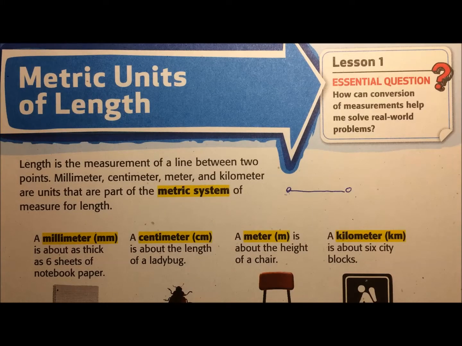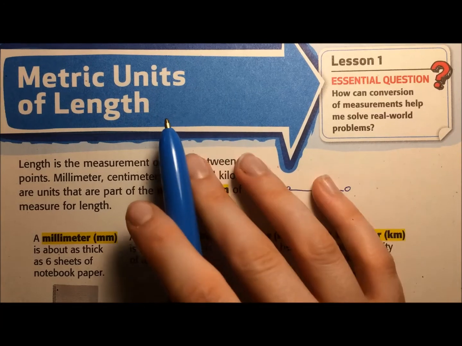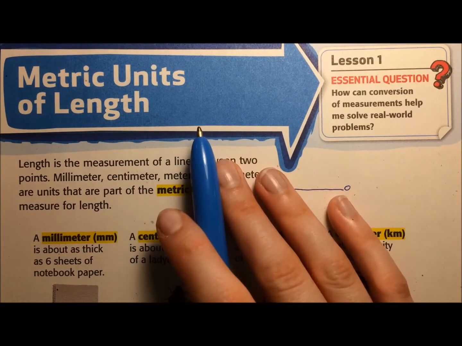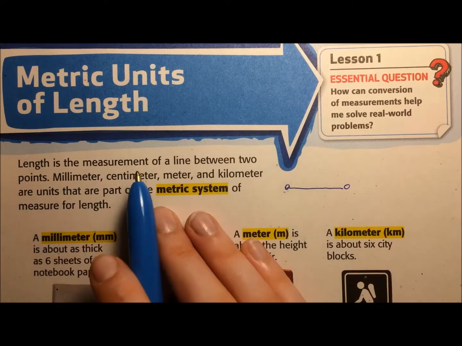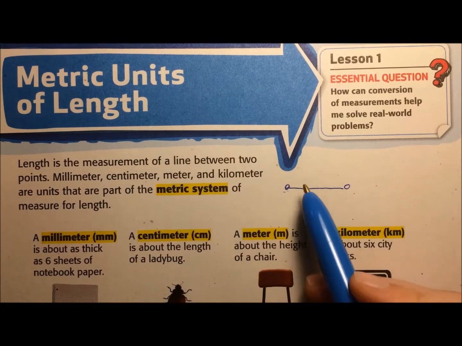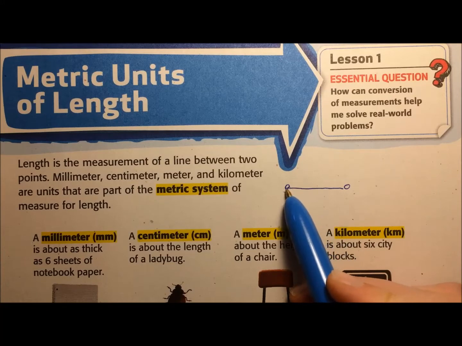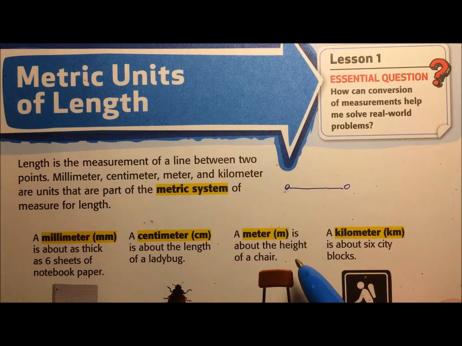Welcome to Chapter 12, Lesson 1. This chapter is about the metric system. The metric system of units of length is what Lesson 1 is about. Length is the measurement of a line between 2 points. So you have 2 points, and then length is the distance.